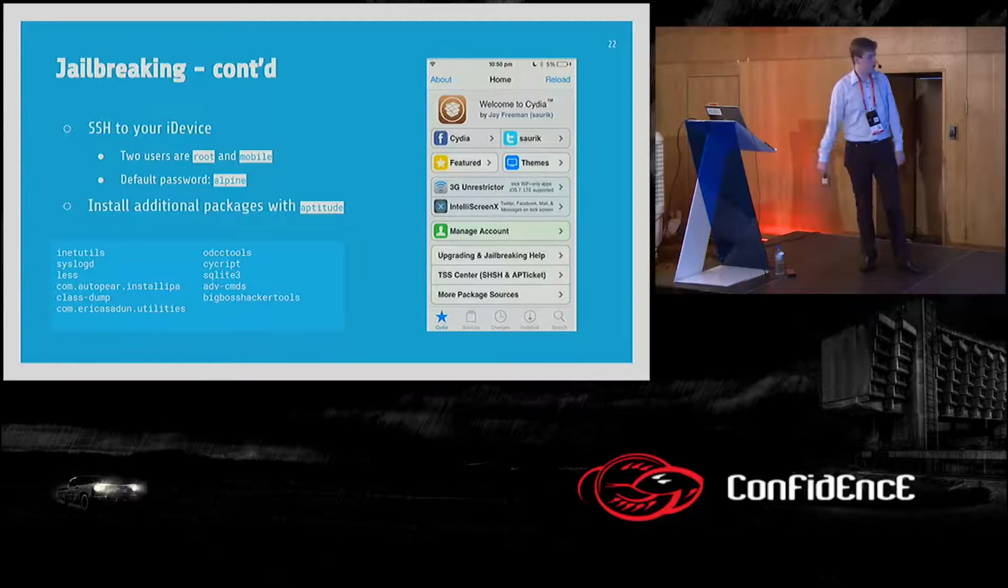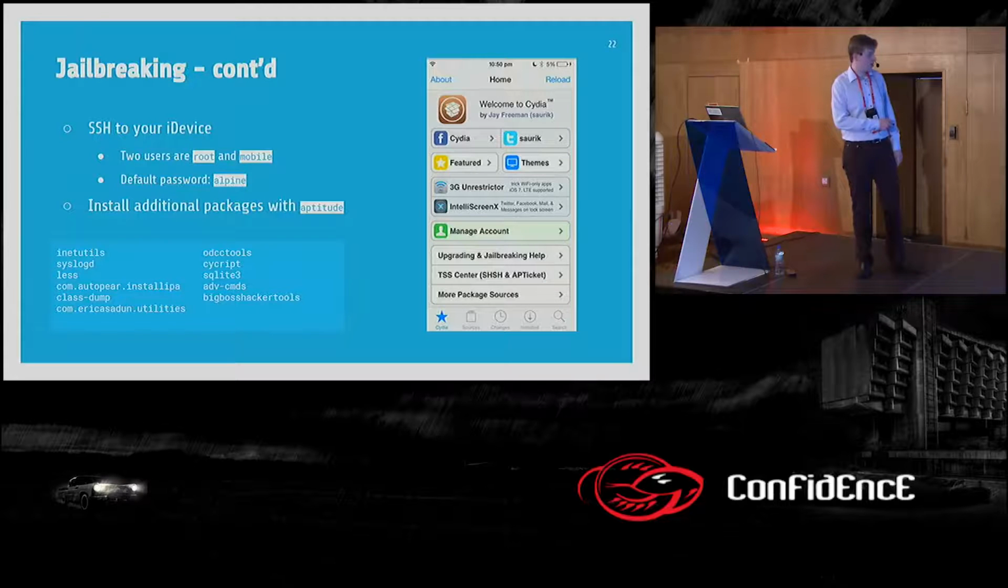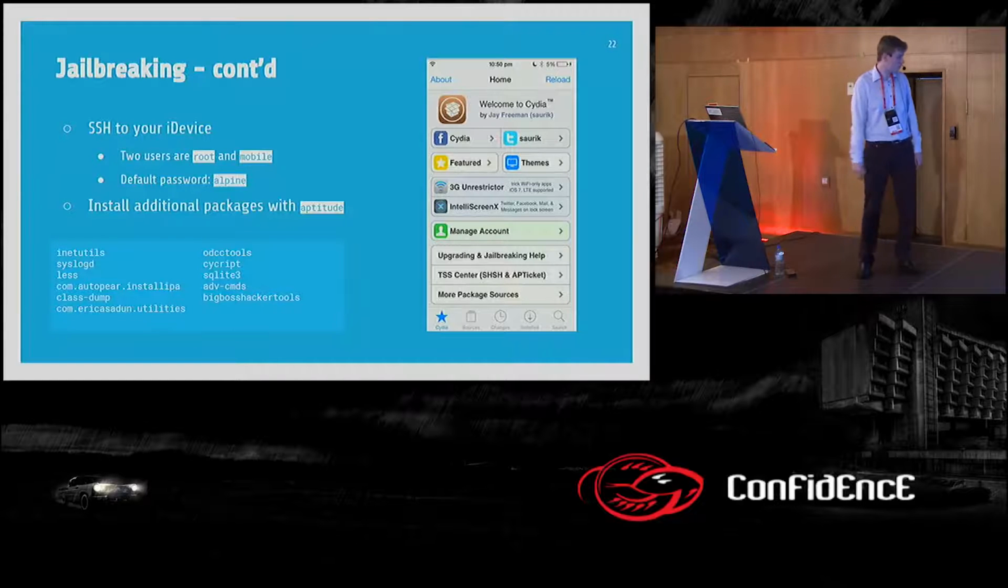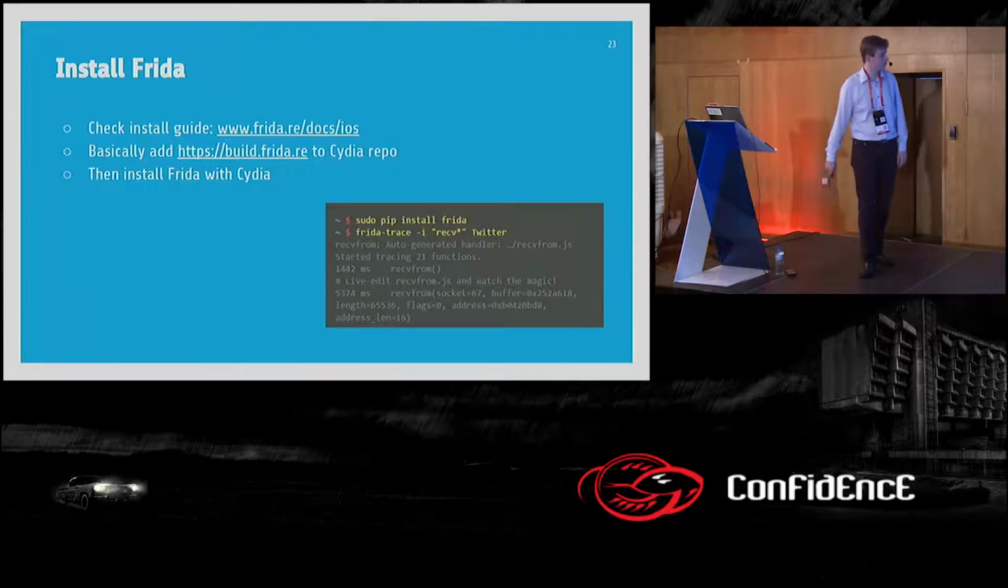This is a screenshot from the Cydia application. First thing you do is you install Aptitude and you install OpenSSH. You have those two users by default on iOS. You have root and mobile, and the default password to SSH is Alpine. And I listed some tools that I usually install directly on a jailbroken device that are useful for testing.